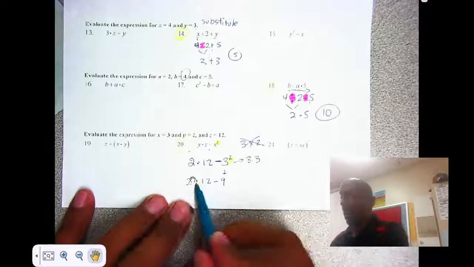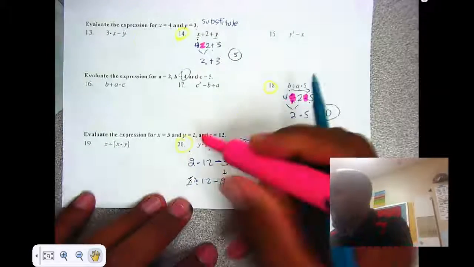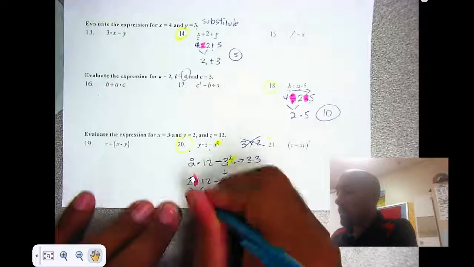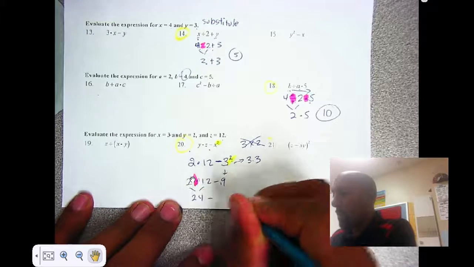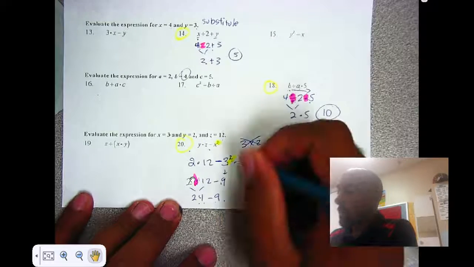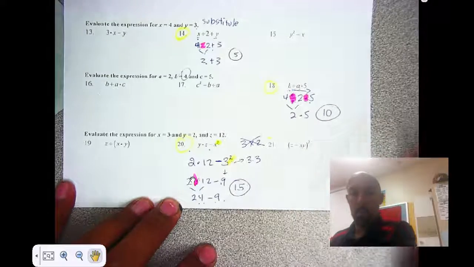Okay, now I have multiply and subtract. So multiply goes first. 2 times 12 is 24, minus 9. And then the last one, 24 minus 9, that's going to be 15. Okay.